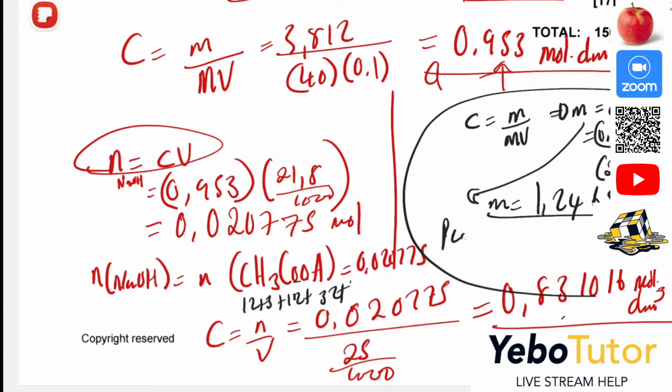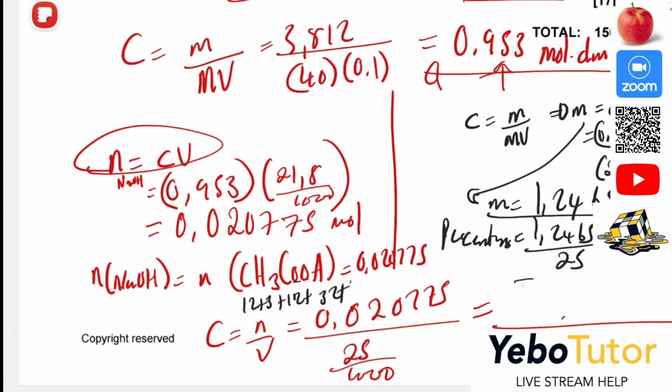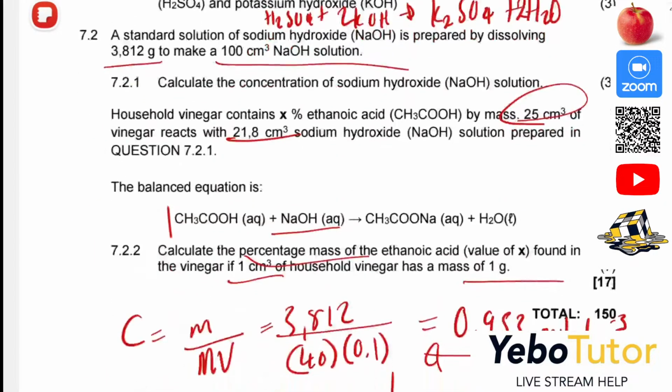Right, now from that point we can calculate the percentage of the mass. So the percentage will be equal to 1.2465 divided by our initial 25. Then we multiply that by 100. And of course our percentage over there will be equal to 4.986%. All right. Wow, that was a long question.